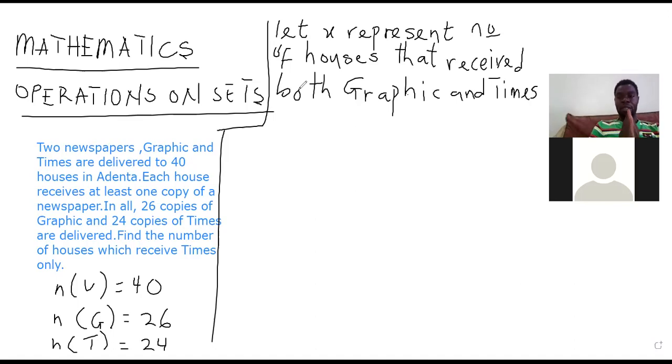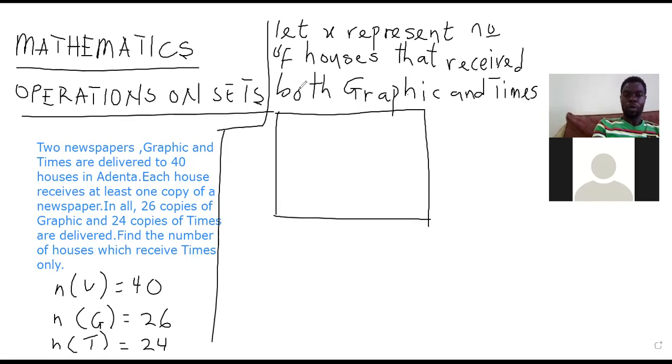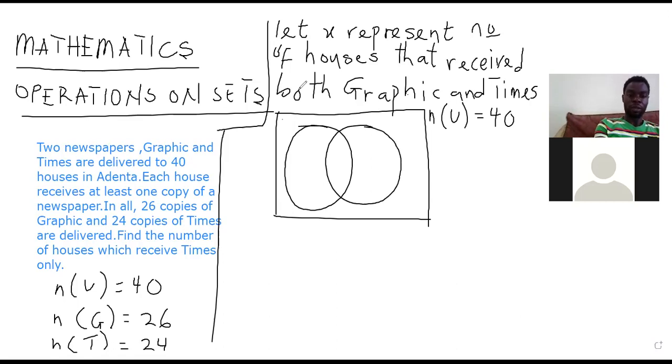Now we go to our Venn diagram with this information that we have. We're going to represent this information on the Venn diagram. So number of U, that's the universal set, is 40. You have the 2 intersecting sets. Number of G is 26. Number of T is 24. Now the intersection between G and T, that is this portion, that is X.